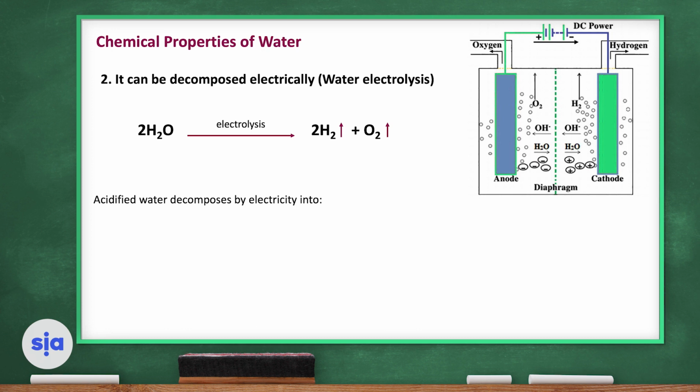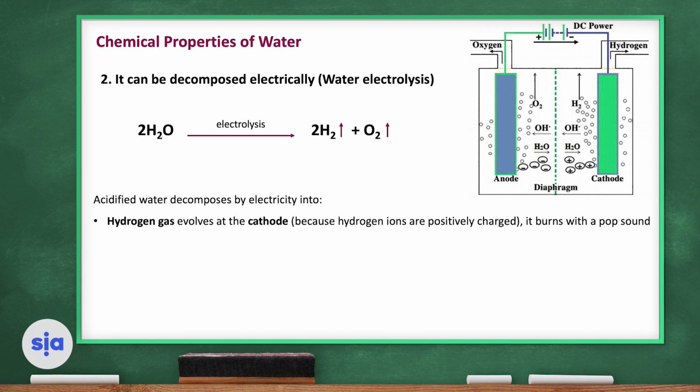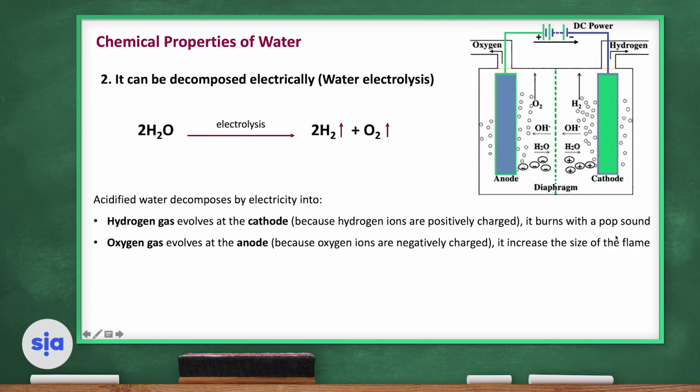In fact, we used acidified water. Hydrogen gas will evolve at the cathode because the hydrogen ions are positively charged, and hydrogen gas is known to burn with a pop sound, while the oxygen gas will evolve at the anode because oxygen ions are negatively charged. And if you approach the oxygen to a flame, the size of the flame will increase.